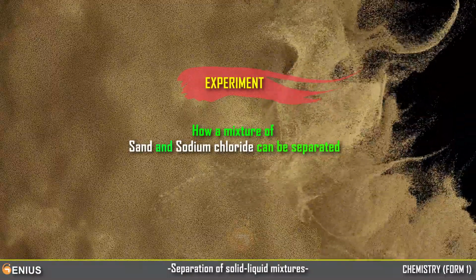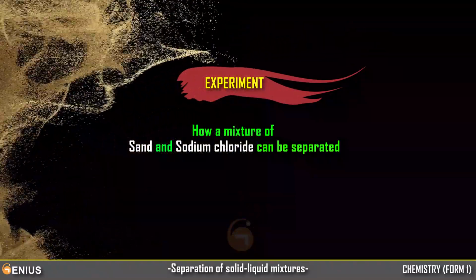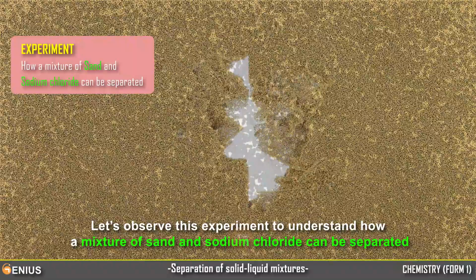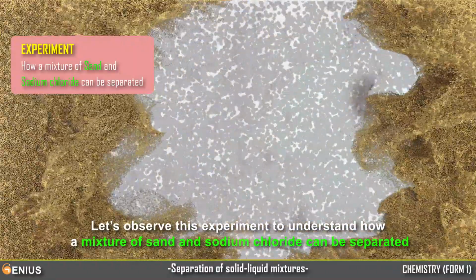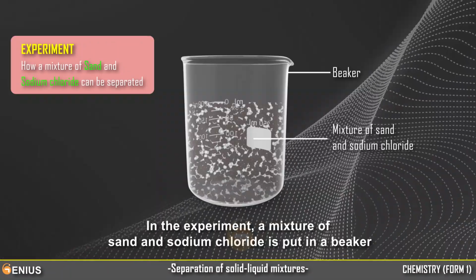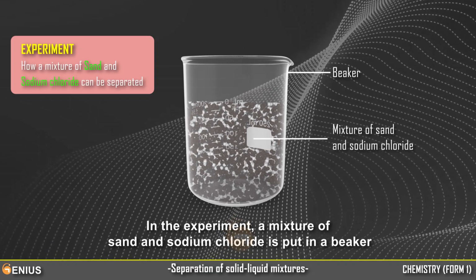Experiment. How a mixture of sand and sodium chloride can be separated. Let's observe this experiment to understand how a mixture of sand and sodium chloride can be separated. In the experiment, a mixture of sand and sodium chloride is put in a beaker.